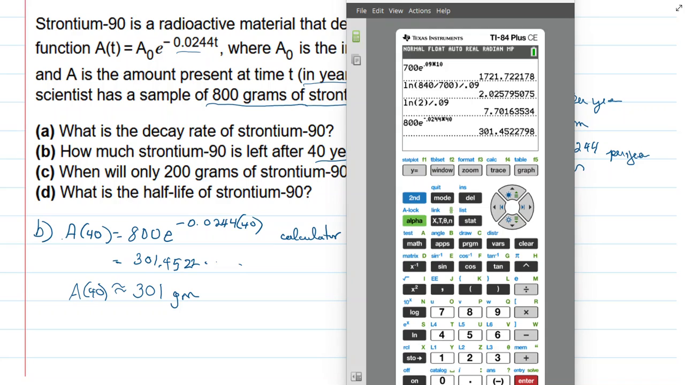All right. On our C, we have, when will only 200 grams of this radioactive material exist? So my A of T is 200 grams. All right.